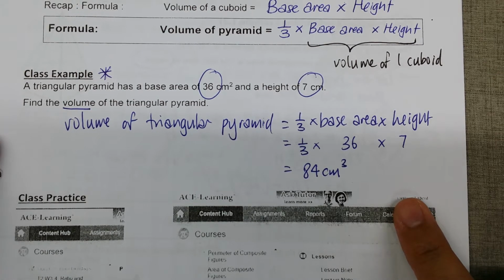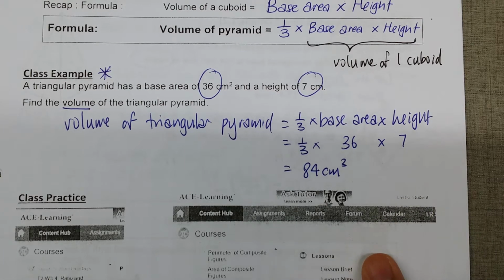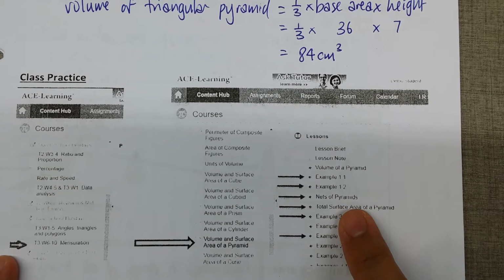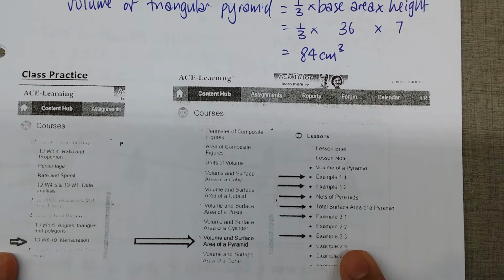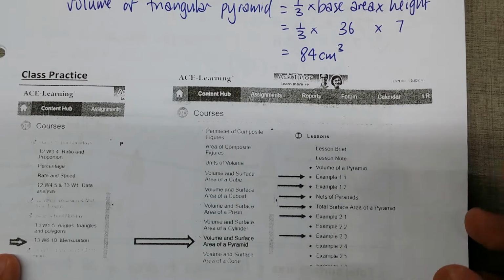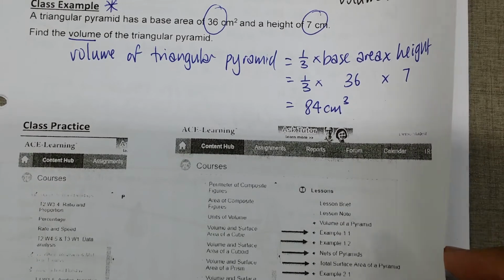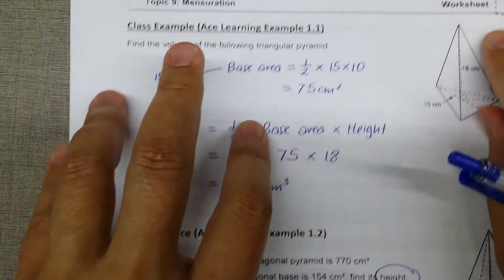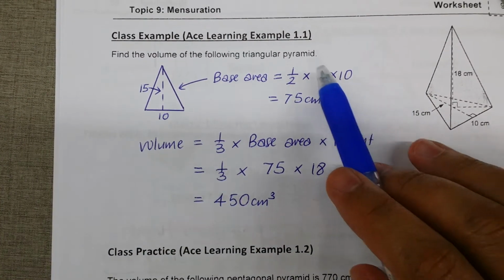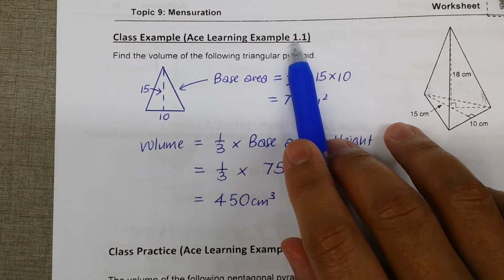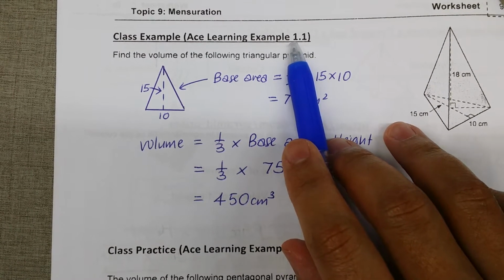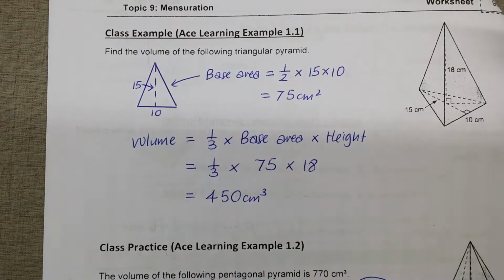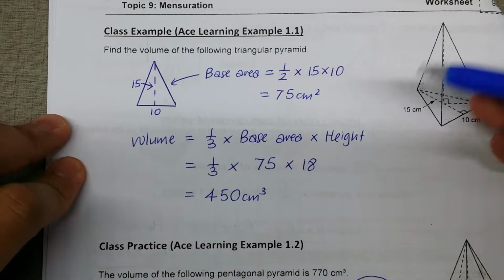Once you are done, you can look through ACE Learning, where they also show you the different examples, example 1.1 and 1.2, nets of pyramid. All of these questions you should try first before looking at the solution. As long as you see ACE Learning example 1.1, the solutions are actually online. You're supposed to try on your own first, then look at the solution as a holiday assignment. But for those who didn't, you can take a look at this.